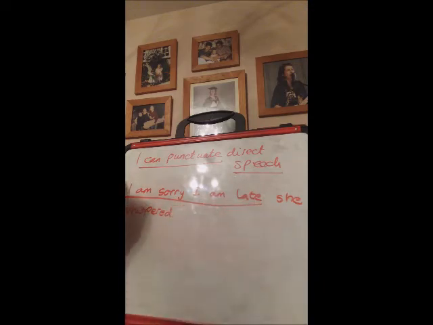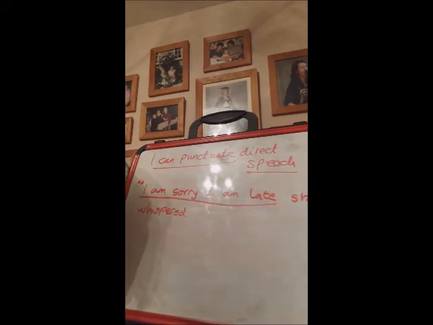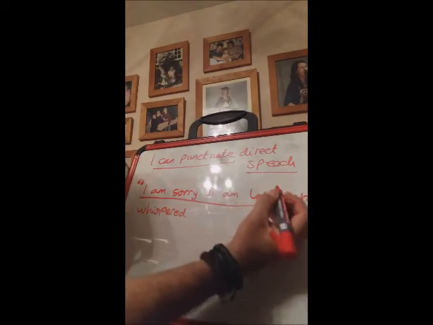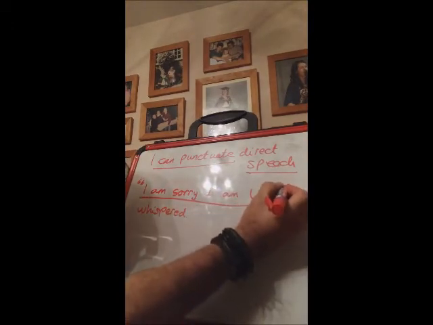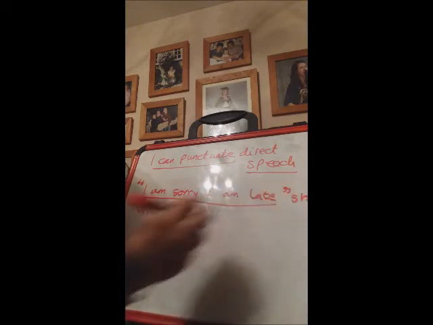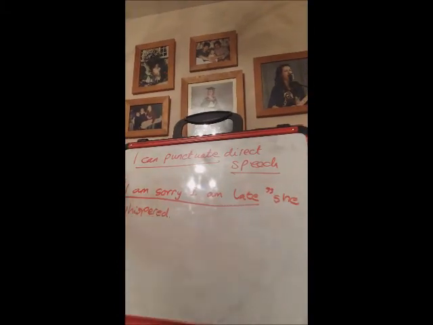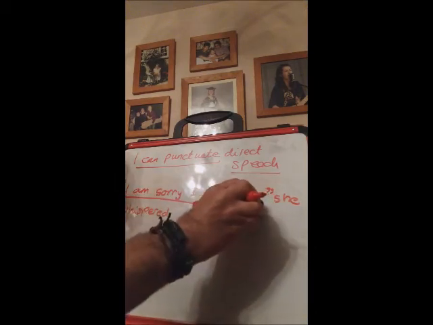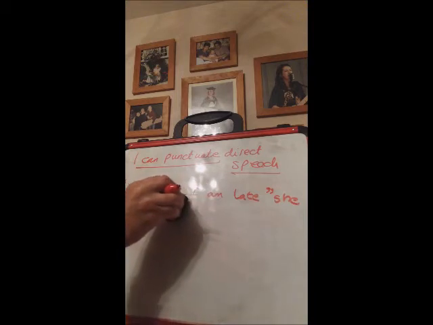So therefore, open speech marks go at the beginning of what is being said. And then closed speech marks are at the end of what is being said. So you can see that. And then now we don't need the underline, so we can get rid of this.